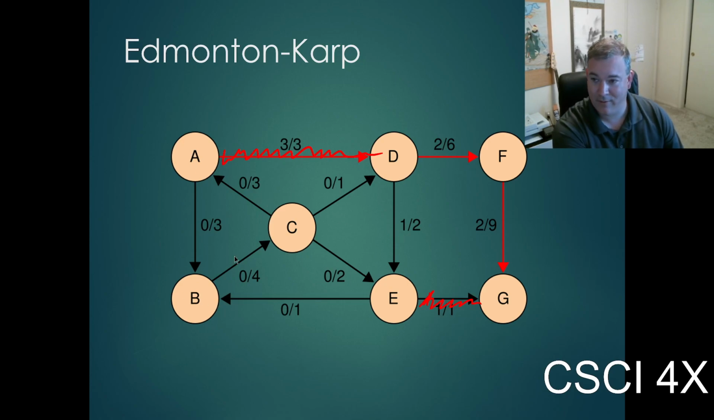What is the shortest path? Anyone else? What is the shortest path from A to G? There's only one possibility. A, B, C, D, F, G. Yeah, because E to G's gone, A to D's gone.